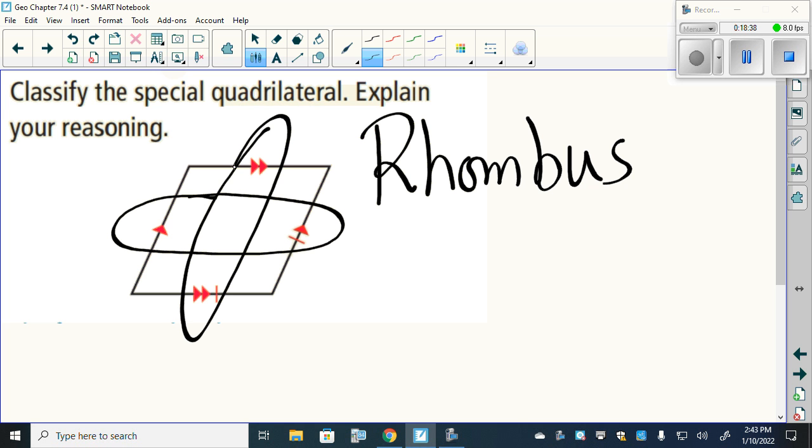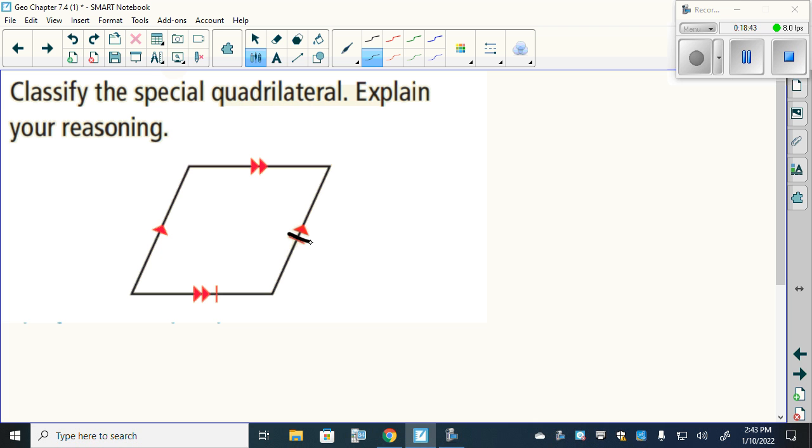What are the lines? That these two sides are congruent. We also know that in a parallelogram, the opposite sides are congruent. So that means these two would both have one. So that's a square? No.